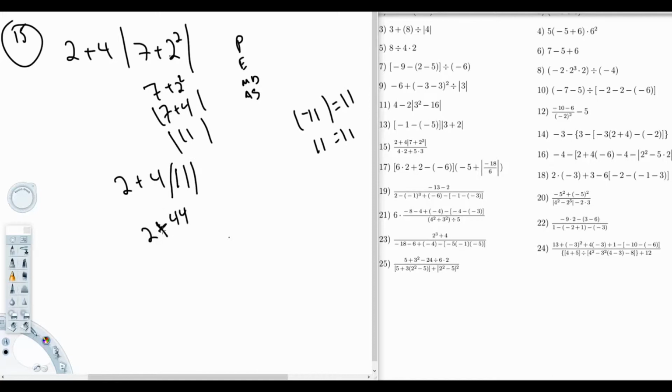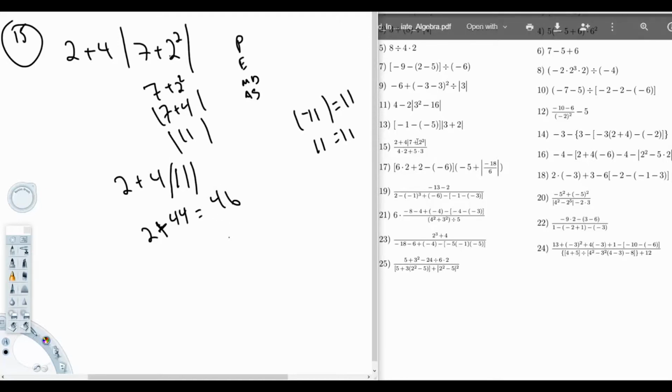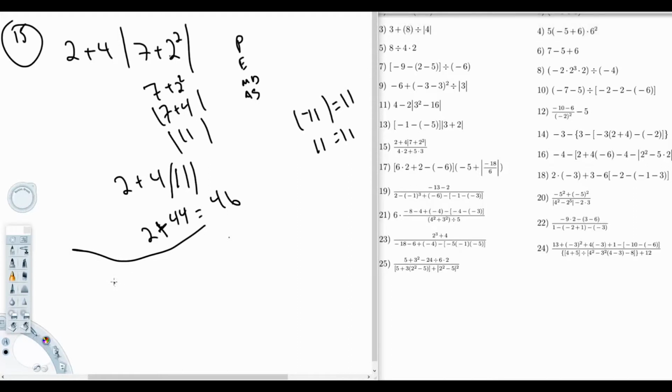2 plus 4 equals, wow, that's bad. That's not the right answer I have in the solutions. Okay, yeah, you have to divide over, right? So that's 46. So I just did the numerator. The denominator says 4 times 2 plus 5 times 3.